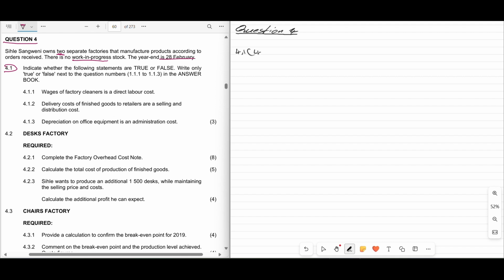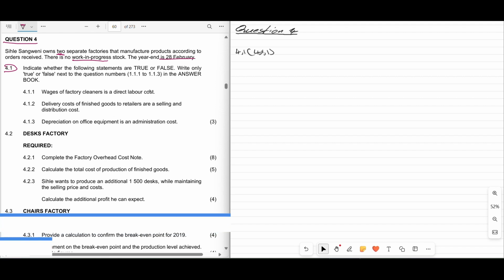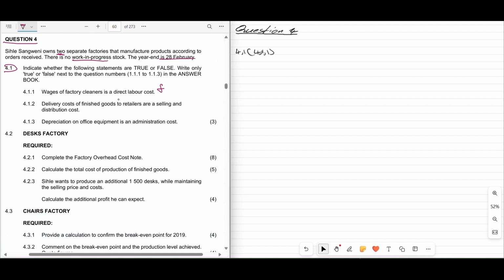4.1.1. So let's check 4.1.1. They are saying that wages of factory cleaners is direct labor. This is false. Remember that direct labor refers to the workers that are working within the production process. Indirect labor are not working within the production process, such as cleaners. So this cannot be direct labor. It's indirect labor. So it is false.